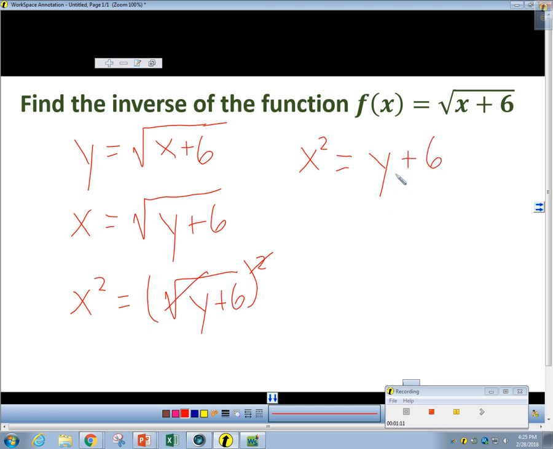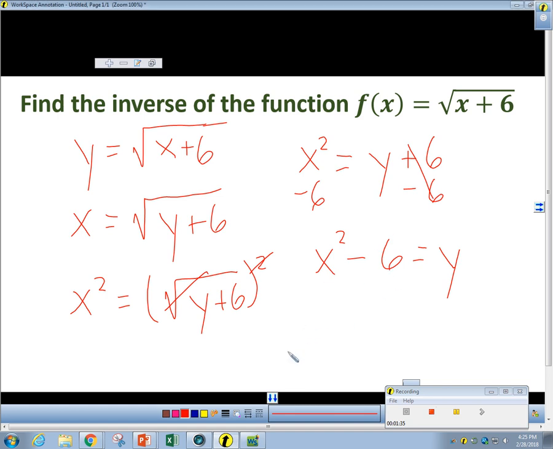So this is nice because to get y by itself, now all you have to do is move the 6. So you'll subtract 6 from both sides. These cancel out. You have x squared minus 6 equals y. So the inverse you're looking for is x squared. Let's try that again. X squared minus 6. It's terrible, and you get the point. It's x squared minus 6.